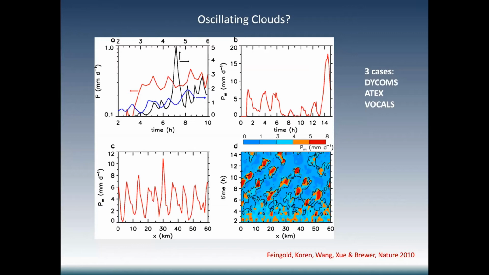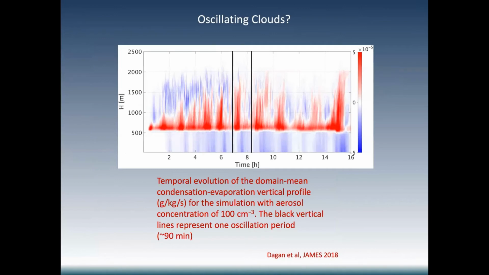And this is for marine stratocumulus, but in a recent work from two years ago, we took a cumulus, trade cumulus in the middle of the ocean. And here you can see a temporal evolution of basically condensation versus evaporation of the whole field. And okay, you need some imagination, but I think that you can see oscillations. Good, so oscillations.